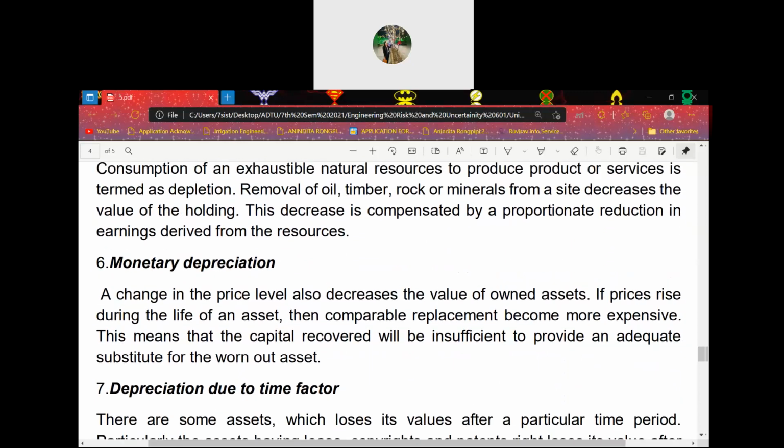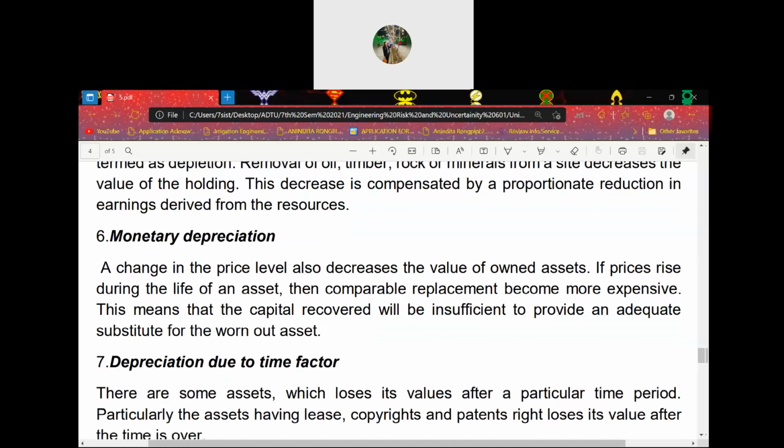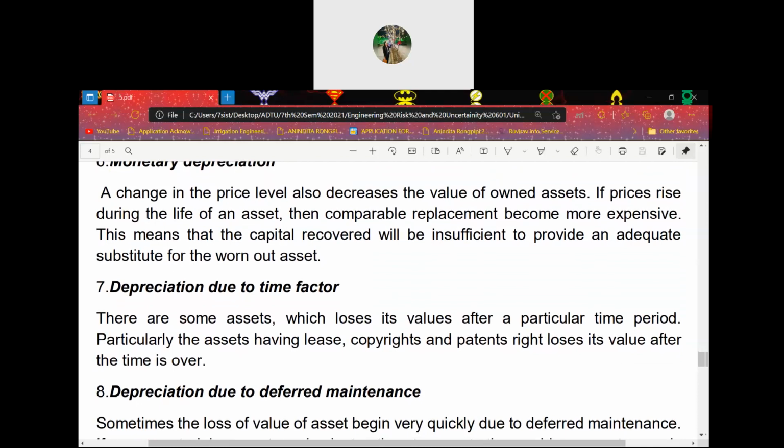Number 6, monetary depreciation. It is a change in the price level, and it also decreases the value of the assets that have been owned. If prices rise during the life of an asset, then comparable replacement becomes more expensive. This means that the capital recovered will be insufficient to provide an adequate substitute for the worn out or torn out asset.